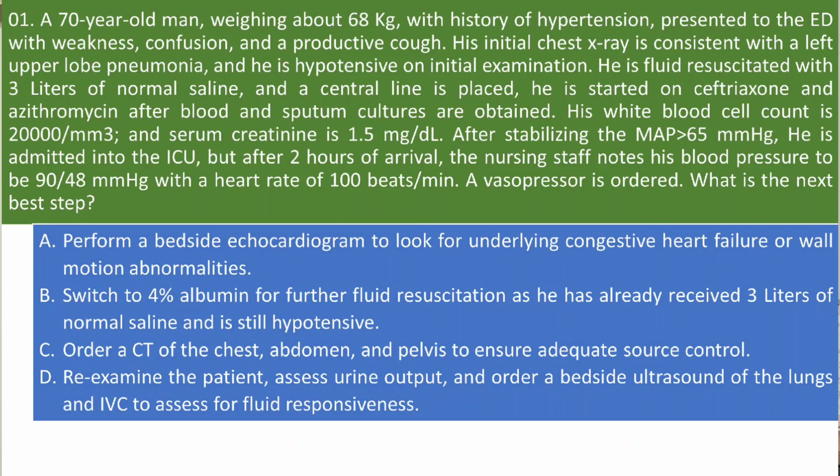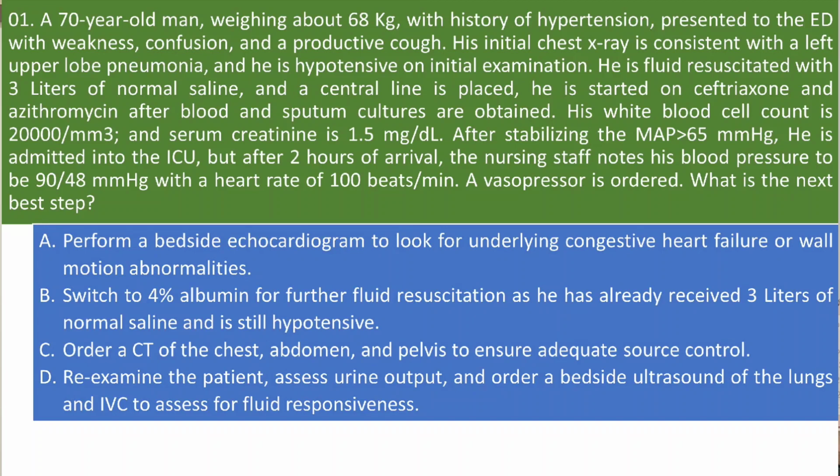But after 2 hours of admission to ICU, the nursing staff notes his blood pressure to be 90/48 mm of mercury with a heart rate of 100 beats per minute. A vasopressor is ordered. What is the next best step?